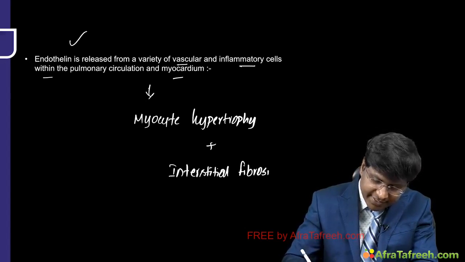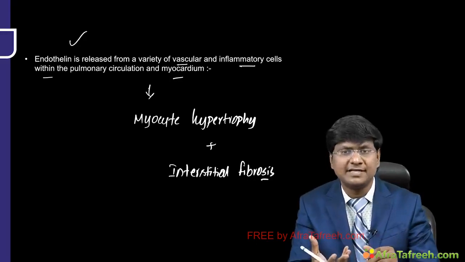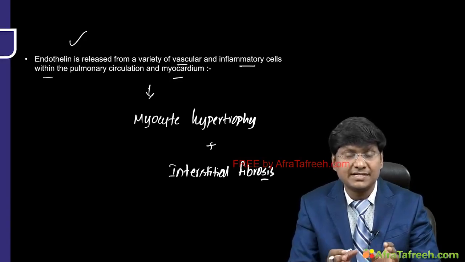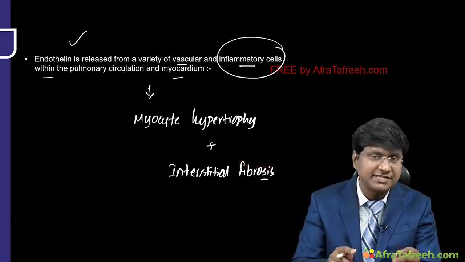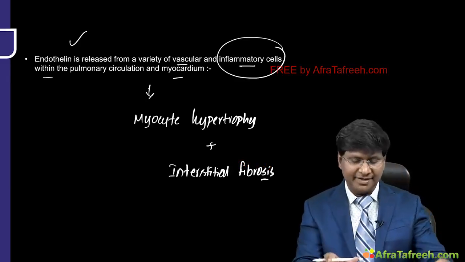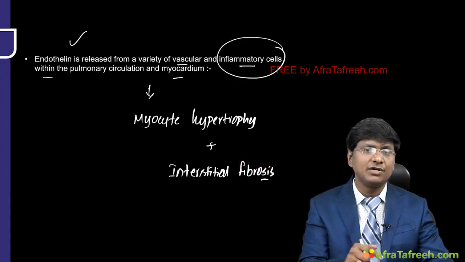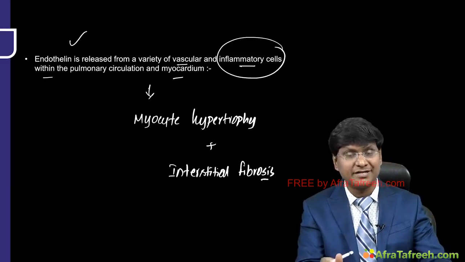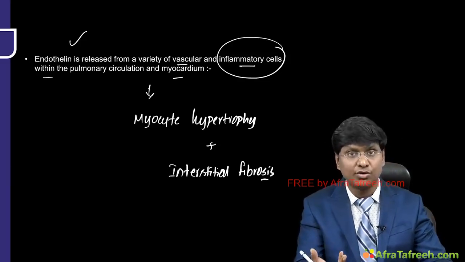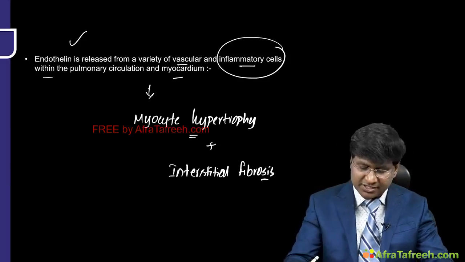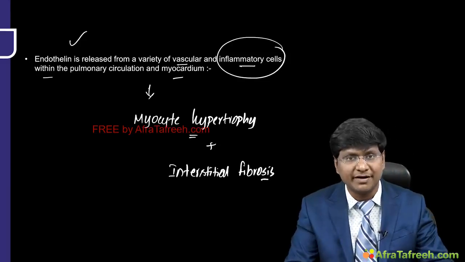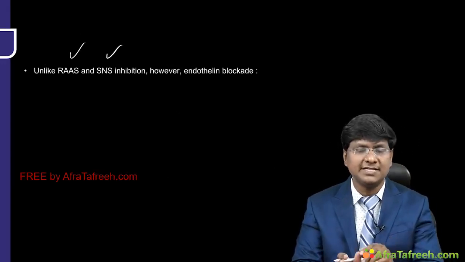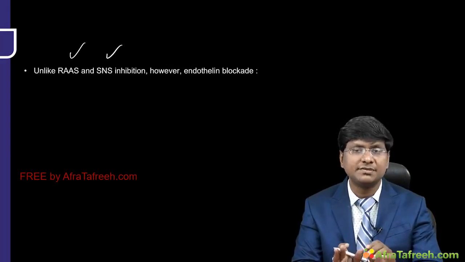So whenever there is an underlying etiology affecting the heart, for example infarction, where the blood supply to the myocyte is reduced and there is death of the myocardium, there will be infiltration of inflammatory cells. Those inflammatory cells and a variety of vascular stimuli will cause the release of endothelin, which will cause pulmonary artery vasoconstriction or overgrowth, vascular lumen overgrowth, and that will cause afterload on the right ventricle, causing myocyte hypertrophy as well as interstitial fibrosis, right?